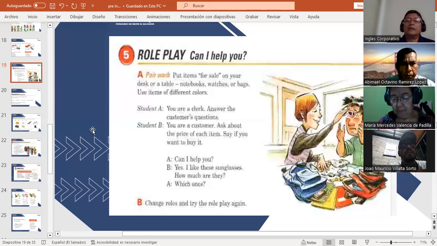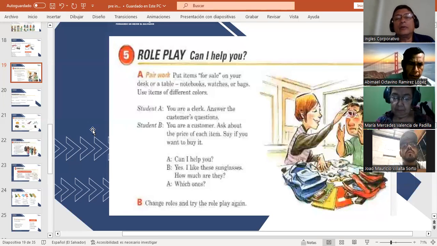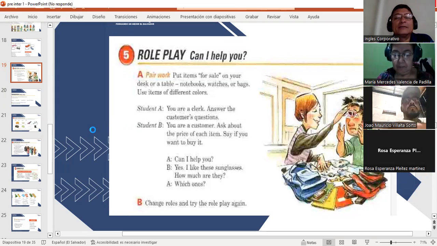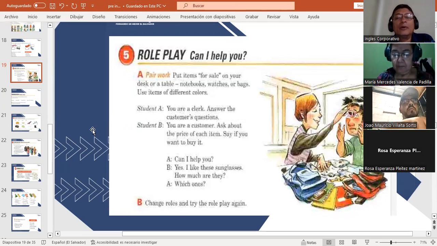All right, good evening again. Well, today we're going to continue with a nice and interesting exercise. Remember asking for prices in plural and in singular, and using one and ones. This is an example.